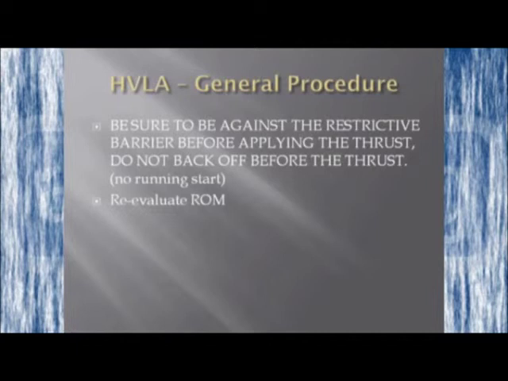So you really want to make sure, again, that you're against the restrictive barrier. And then remember, when you get to the restrictive barrier, don't get this whole little loopy hip thing going, okay? I'm there, bring it back, and now I'm going to hit it. No, get to the barrier, and that's where the thrust takes place, at the barrier. There's no running starts in high velocity.